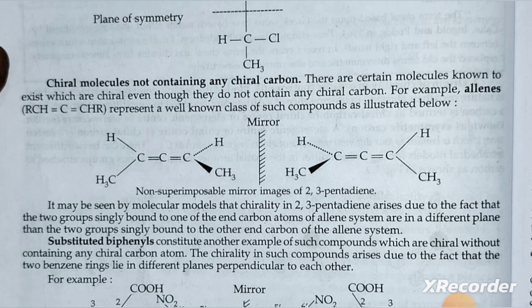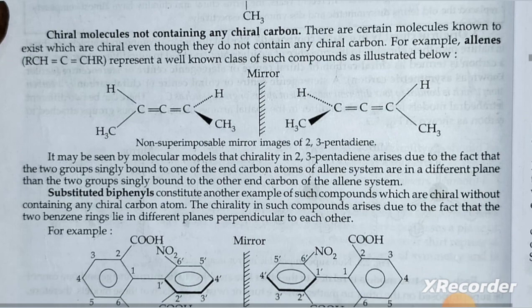It may be seen by molecular models that chirality in 2,3-pentadiene arises due to the fact that the two groups singly bonded to one of the end carbon atoms of the allene system are in a different plane than the two groups singly bonded to the other end carbon of the allene system. Substituted diphenyls constitute another example of such compounds which are chiral without containing any chiral carbon atom. The chirality in such compounds arises due to the fact that the two benzene rings lie in different planes perpendicular to each other.